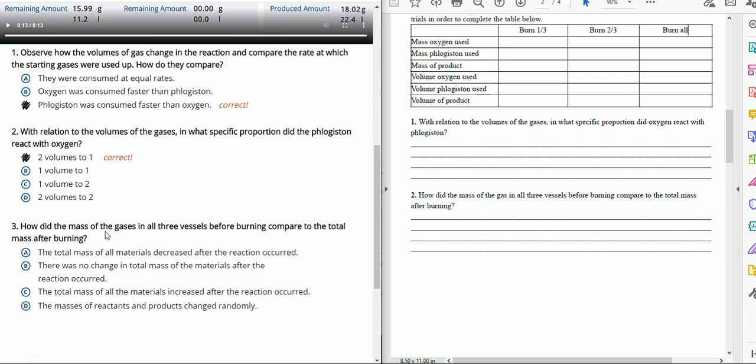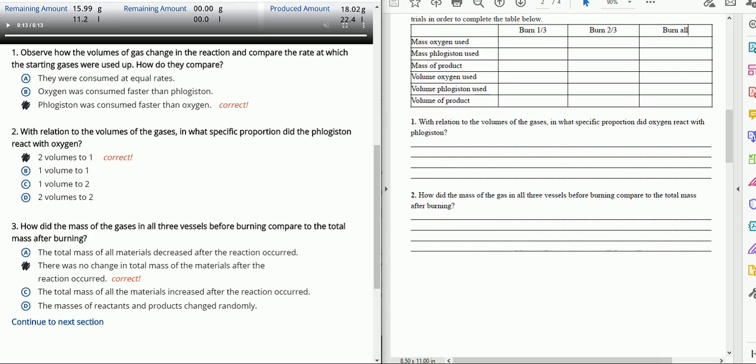Number 3, how did the mass of the gases in all 3 vessels before burning compare to the total mass after burning? Well, we already answered that in our extended response. The total mass of all materials decreased after reaction occurred? No. There's no decrease there. There was no change in total mass of the materials after the reaction occurred. Sounds good to me, right? I might have clicked that a little prematurely. Make sure that you read all the potential responses in case there might be a little tricky one at the end. But it turns out that B is the correct answer.